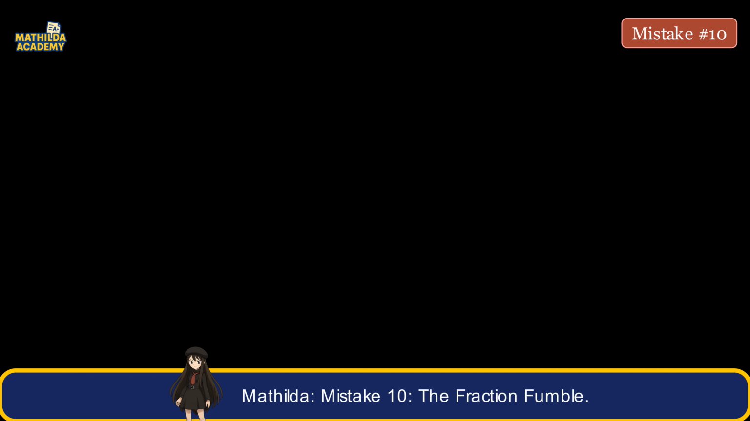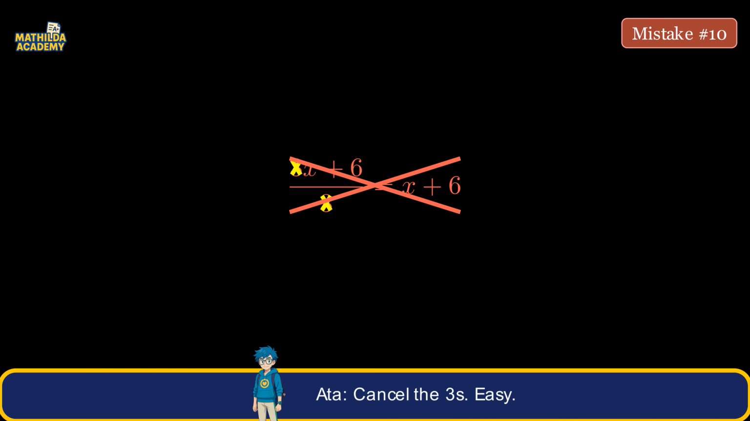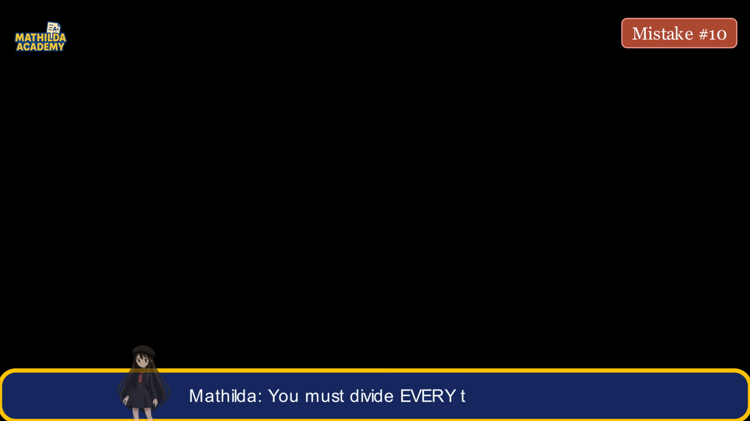Mistake 10. The fraction fumble. Cancel the 3's. Easy. You must divide every term in the numerator.